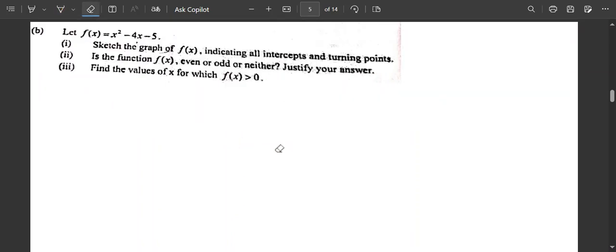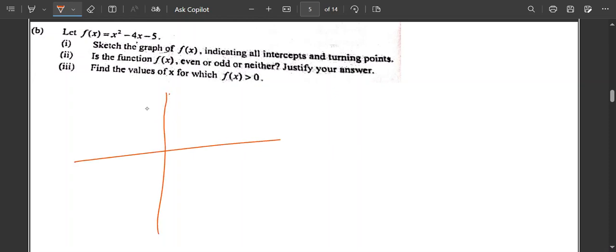So let's go to the next question. The next question says, let f of x be equal to this, then sketch the graph. This is a quadratic equation. How do we sketch a quadratic equation? We start with a Cartesian plane. This is my y, this is my x. Here we just bring the points of interest. We don't really come up with a lot of coordinates. This function is equal to x squared minus 4x minus 5.